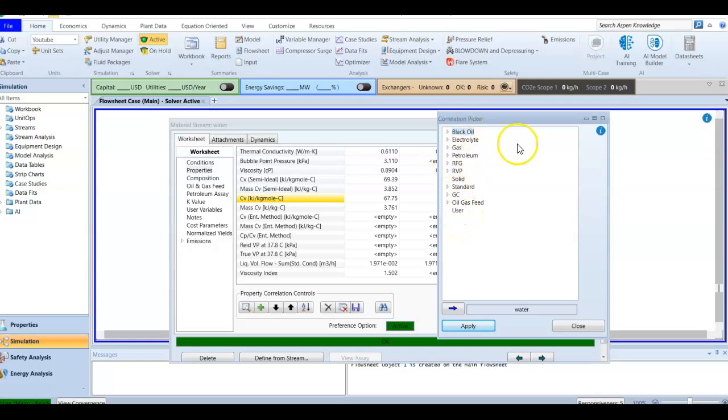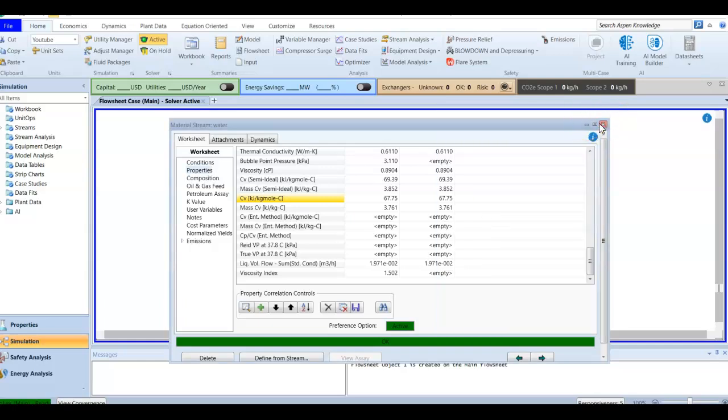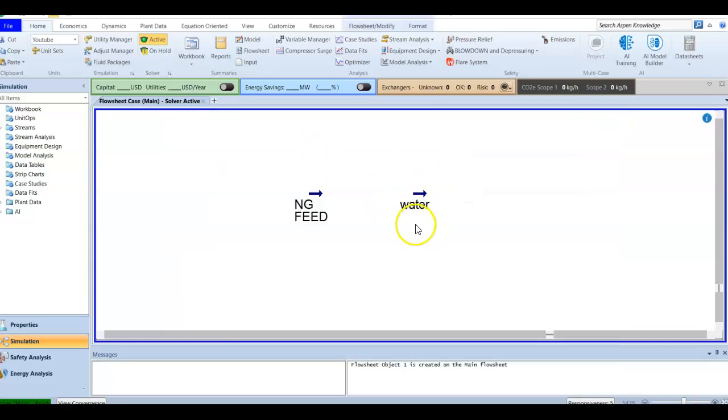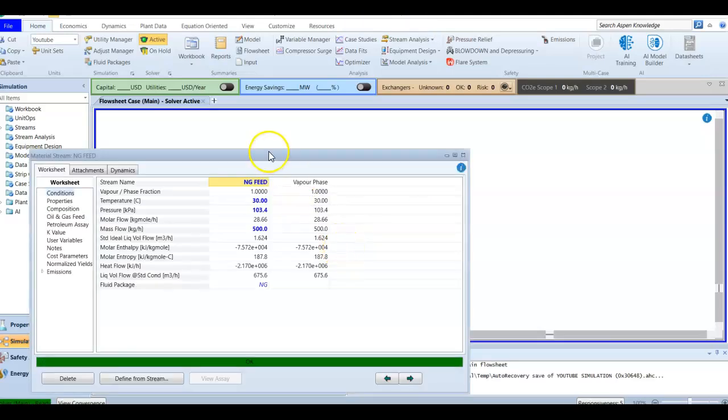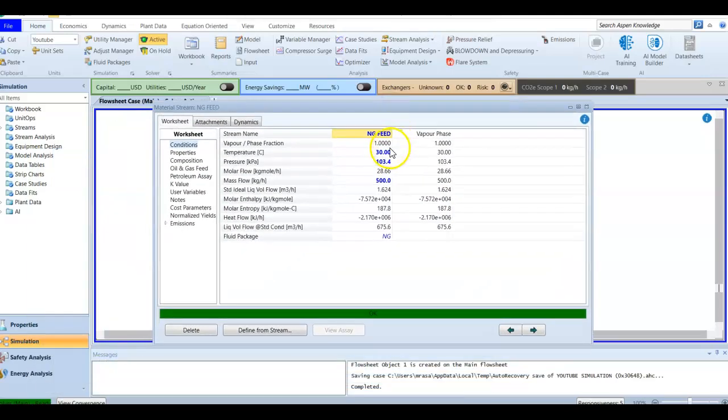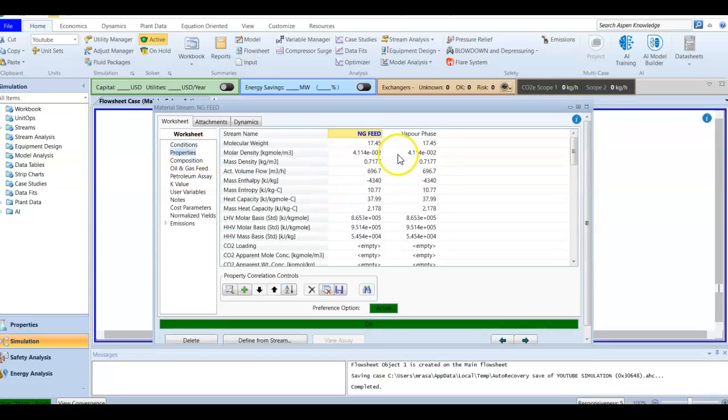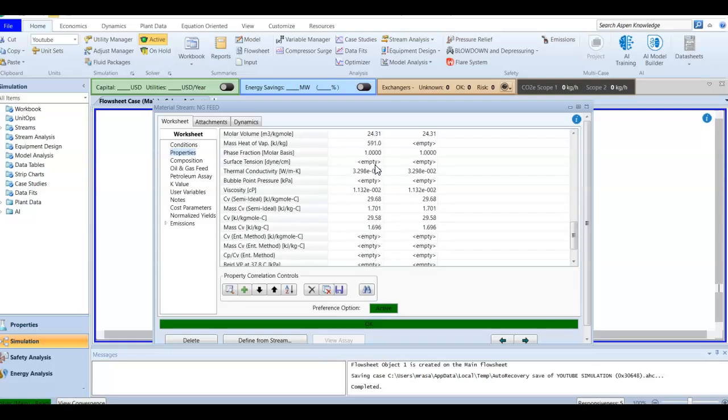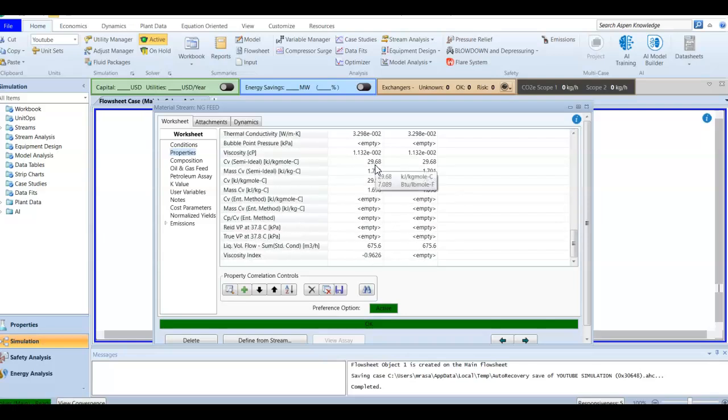Okay, so it will make more sense with something like natural gas, because here all the information for water is displayed. For the natural gas at this temperature and this pressure, here we have the condition, and here the properties are also displayed. So the molecular weight is 17, and the mass density is 0.7, which is extremely low, because the density of a gas is always less than the density of a liquid, at the same conditions.